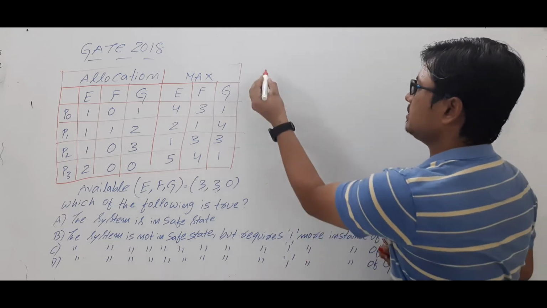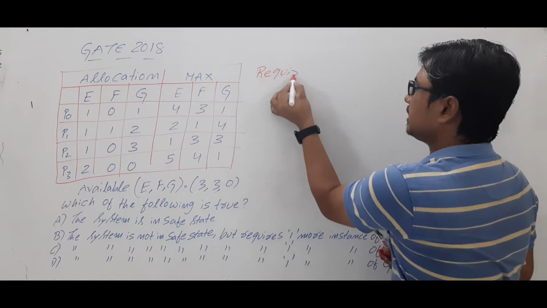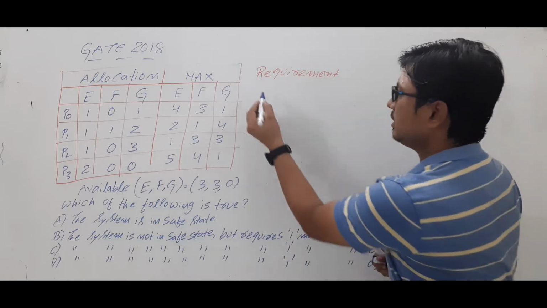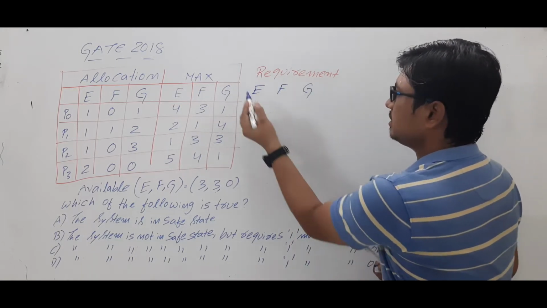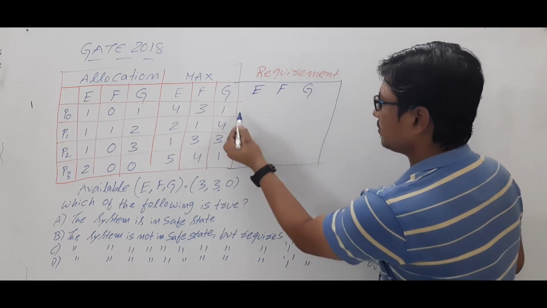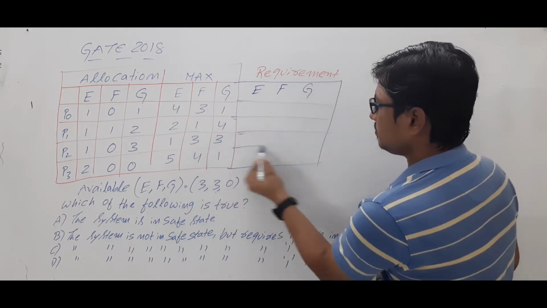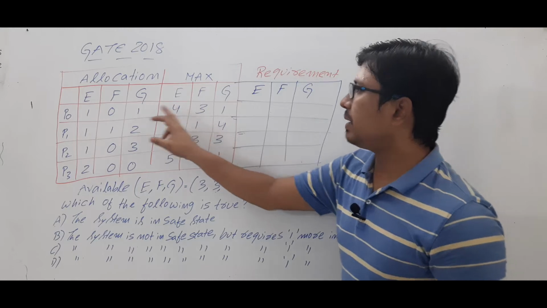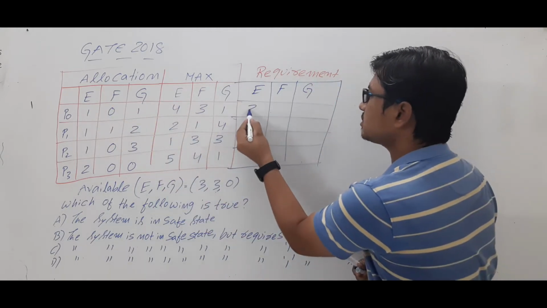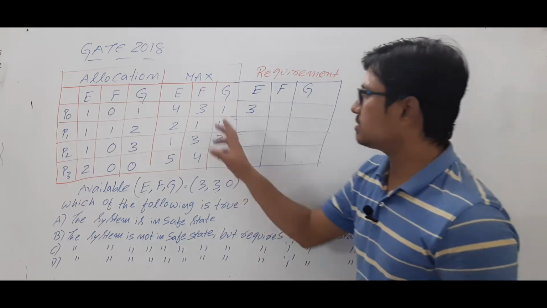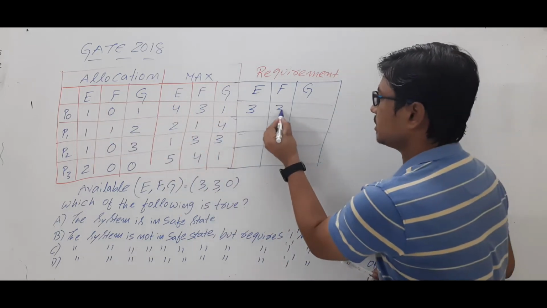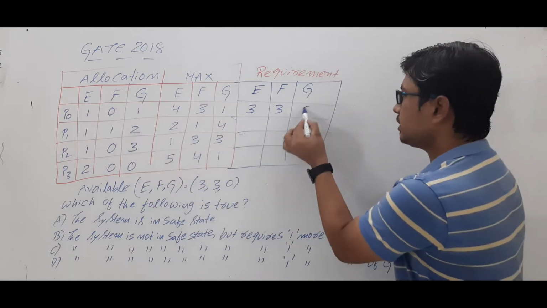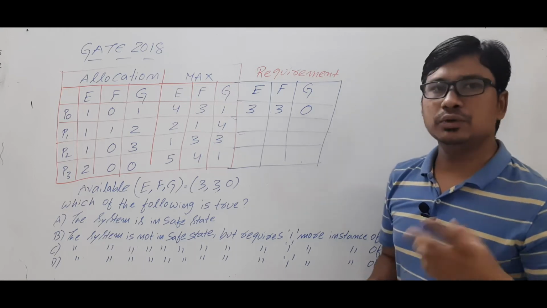So the requirement is, let me write it for you. The requirement is max minus allocation. So E, F, G. Is it clear? So now let me find it for P0. What will be the requirement? If this is the max, 4 minus 1, it needs 3 more instances of resource E to complete the task and 3 more instances of resource F. For G, 1 minus 1: 1 is the max requirement and allocation is also 1. So it does not require resource G to complete its task.